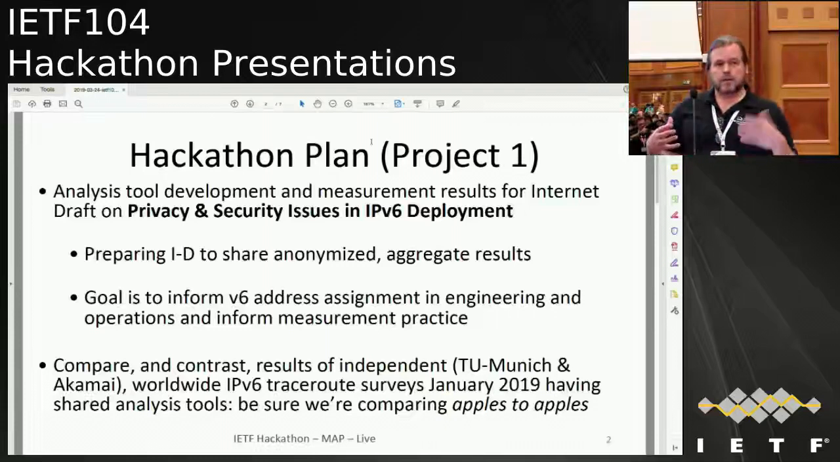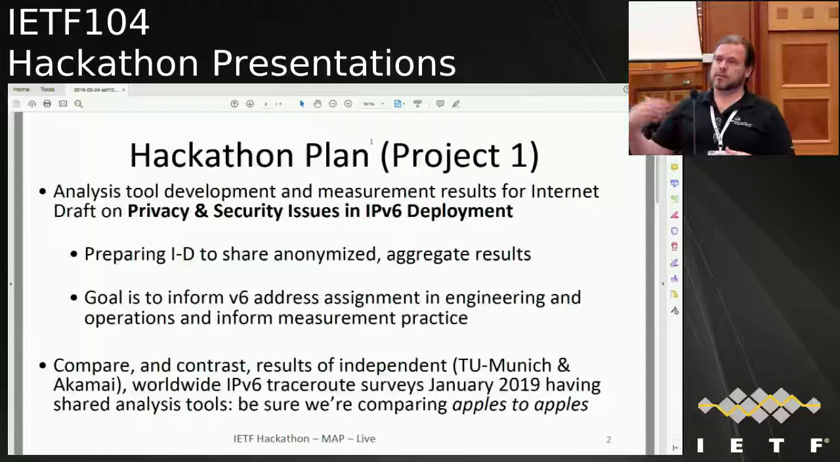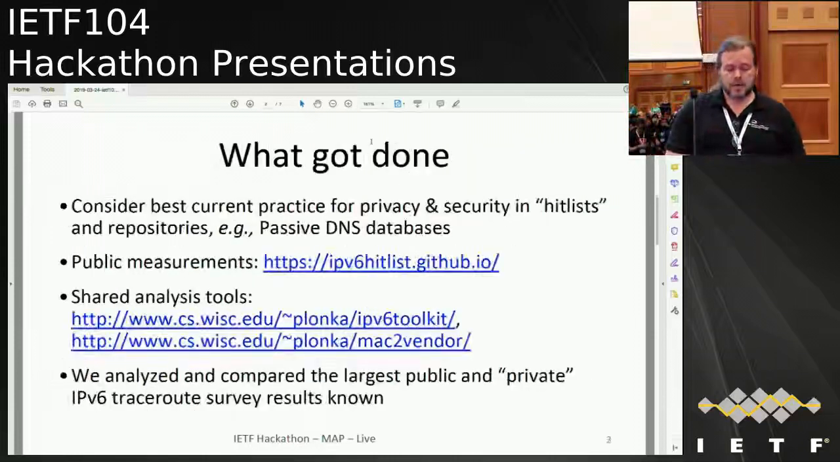What we're going to do here in the unique opportunity the hackathon let us do is take public data that my colleague Oliver Gasser from TU Munich is bringing from their project with Akamai internal things that we can't share to protect the privacy of clients that touch our platform. So we're going to get together here and find some way to compare apples to apples and bring a combined result that's hopefully more than either of us had on our own.